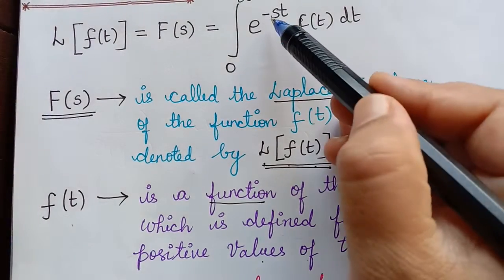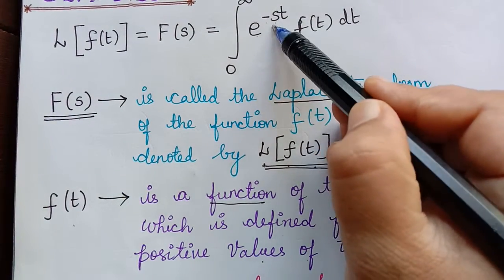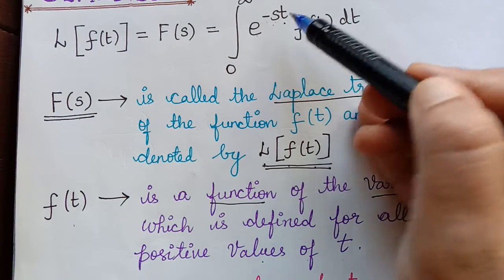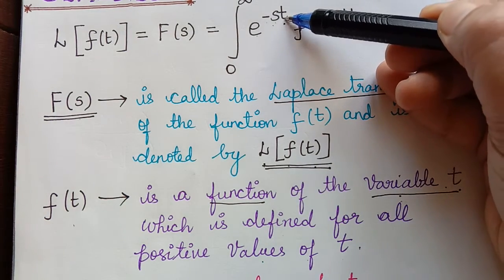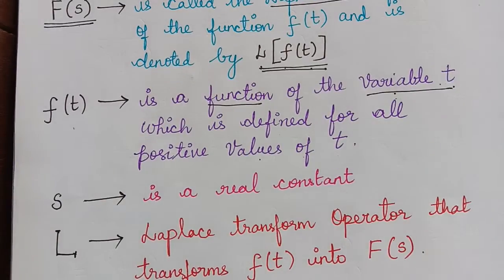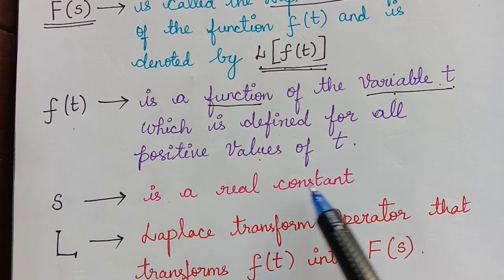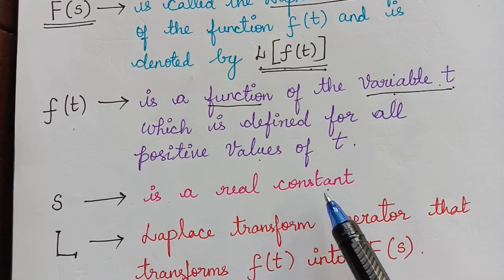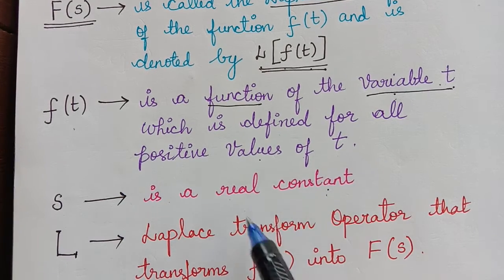And what is this s? We have e to the power negative st here. We know that t is a variable, and what is s? S is a real constant. So s is a real constant. It is not an imaginary constant, it is a real constant.